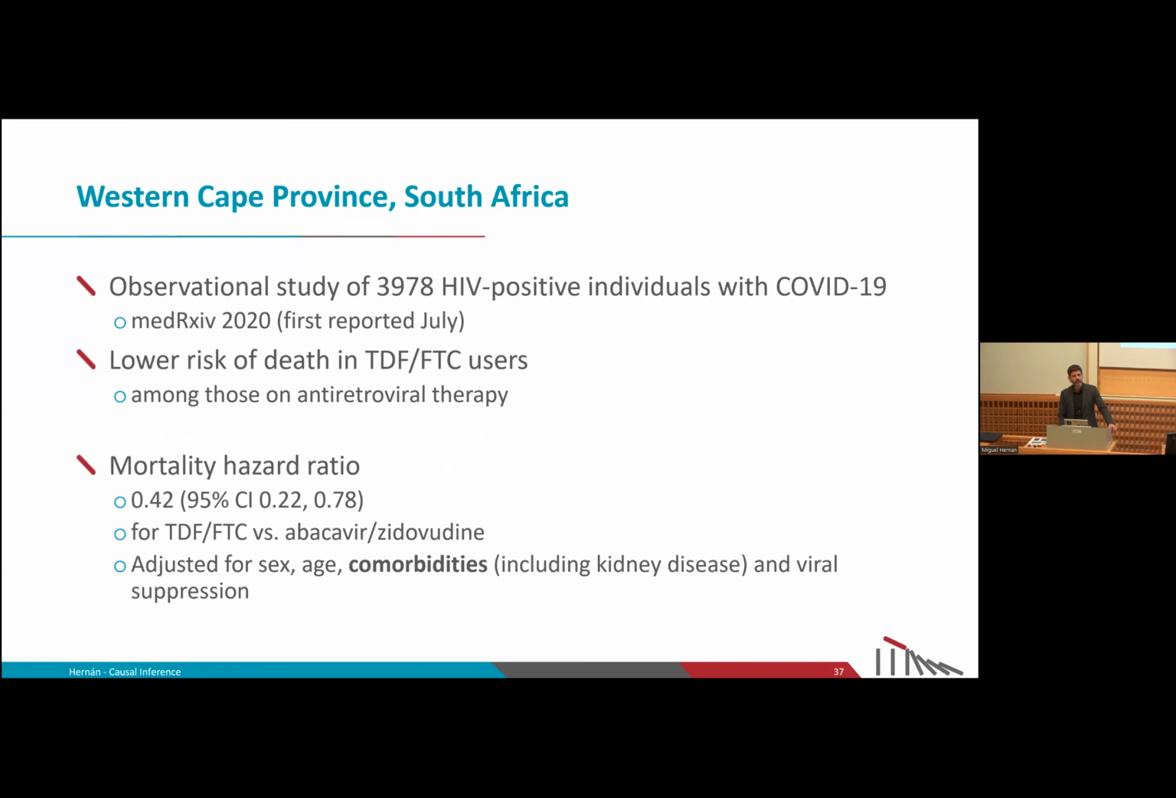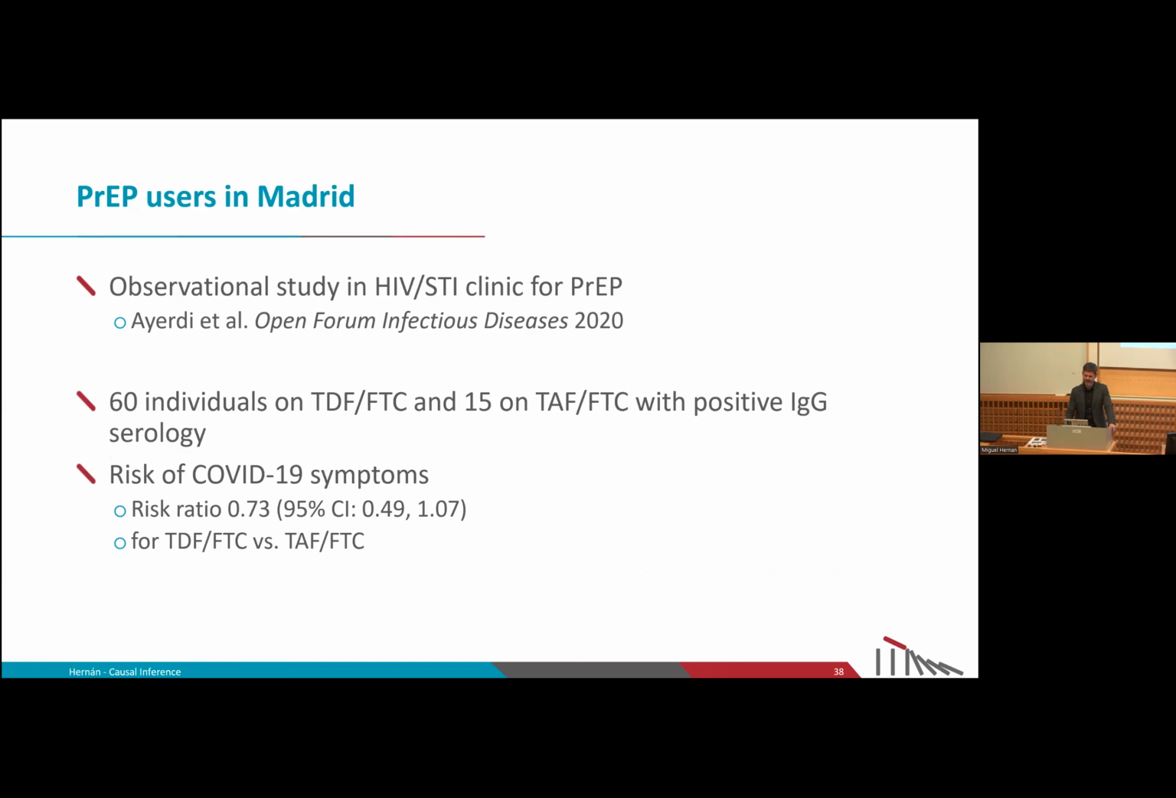At the same time, other studies have been done in other places. There was a study in South Africa that found that the mortality hazard ratio for TDF versus other antiretrovirals was 0.42. So people who were on TDF have less than half the risk of dying from COVID than people who were on others. And this study could adjust for comorbidities. There was another small study among users of TDF for pre-exposure prophylaxis in Madrid. It also found that the risk of COVID symptoms was lower for people on TDF versus TAF.